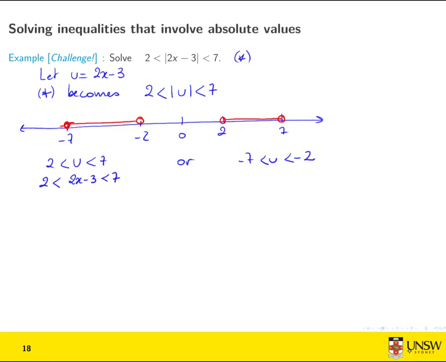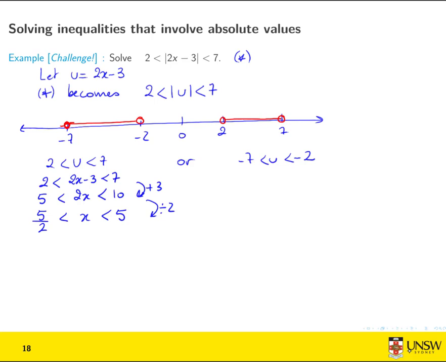So we can add 3 everywhere. So if you add 3 everywhere, this becomes 5, this becomes 10, and here you only have 2x left. Now we want 1x, not 2x, so we divide everything by 2. This becomes 5 on 2, this becomes x, that was the goal, and this becomes 5.